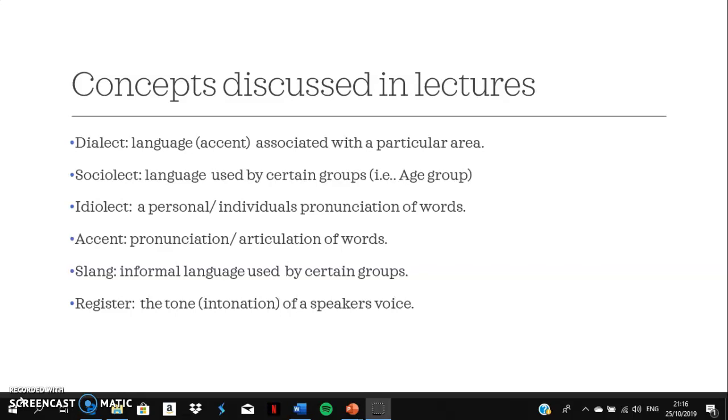The register is the pitch in which a speaker talks. The intonation is the way in which a speaker articulates words. The rising intonation of the Monaghan speaker is seen when he says, "What's the story?" and falling intonation is heard from the last speaker when he says, "Down."